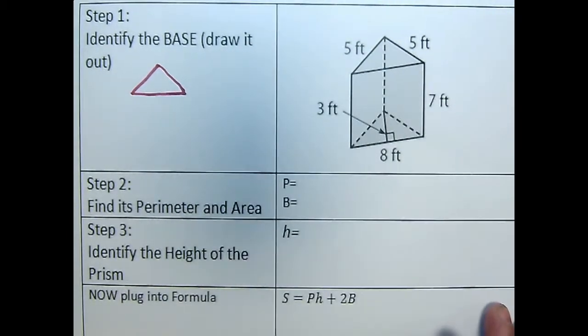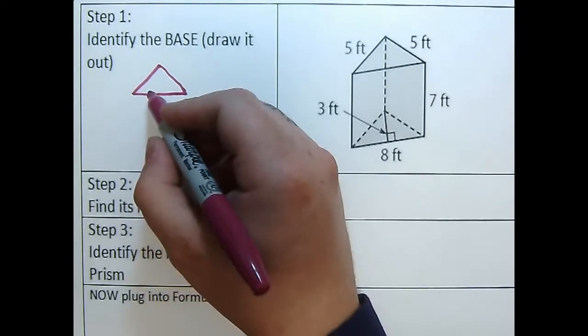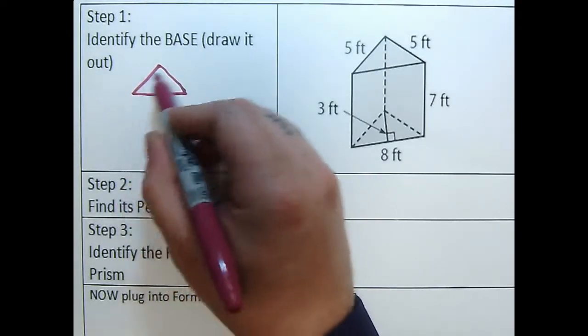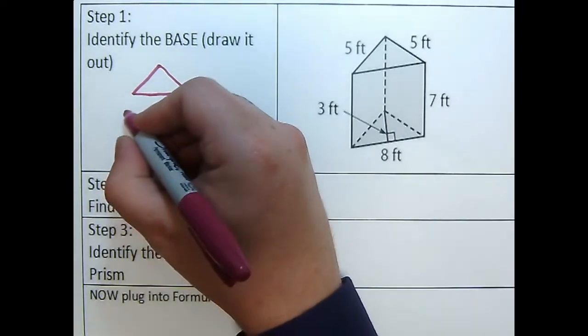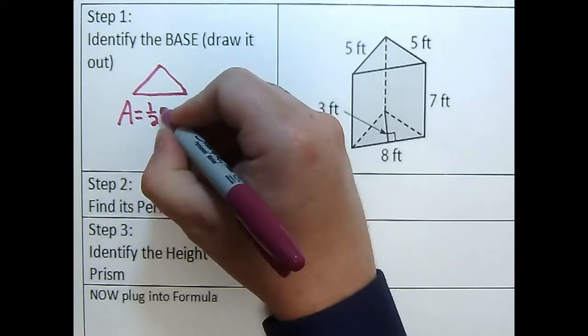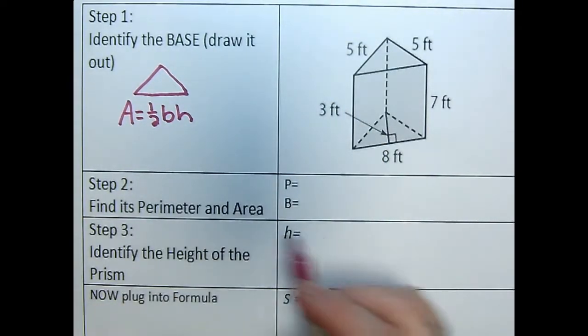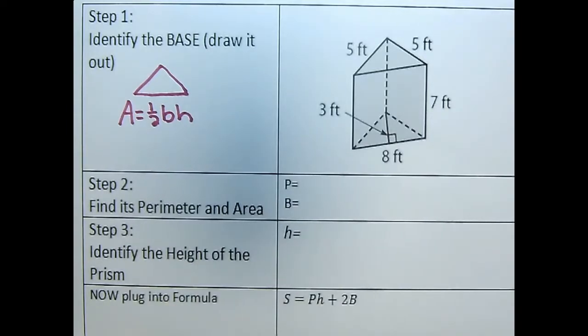Now the next step I like to do is say, well, I know if I have a triangle that the formula for finding the area of the triangle is area equals 1/2 base times height. Now I have that piece. Okay, so now I've determined that I'm dealing with a triangular prism and I know my formula for my area of a triangle. So now I need to find its perimeter and area.